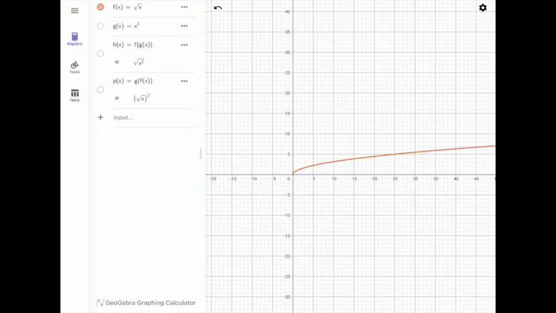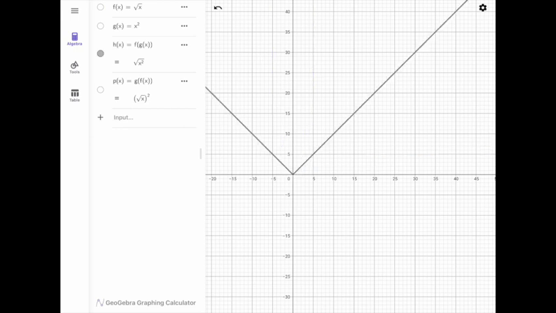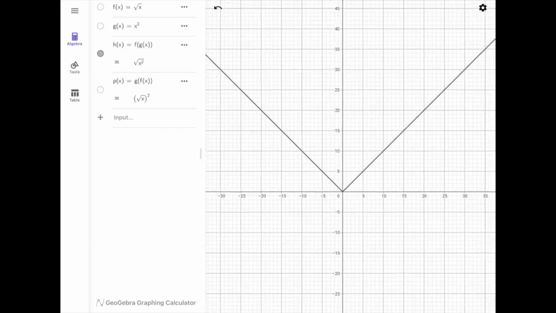So I plugged in the values previously. We have f of x is the square root of x, and we have g of x is x squared. So these are what I like to call the mother functions. And now if we call it a new function, h of x, and we find f of g of x, it looks like it simplifies to just x. However, because everything comes out of that as positive, we're going to get the absolute value of x.